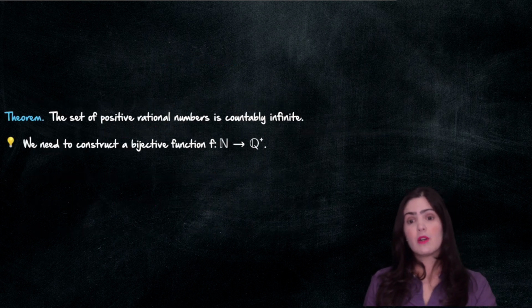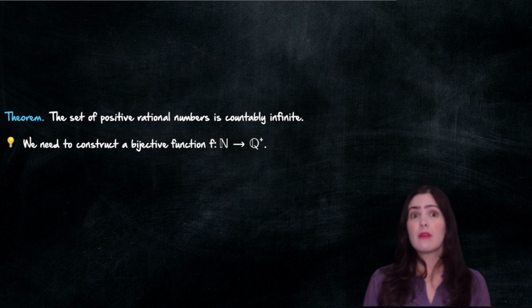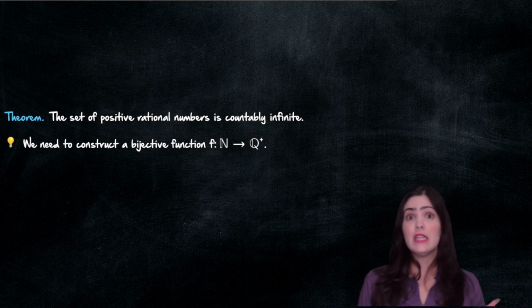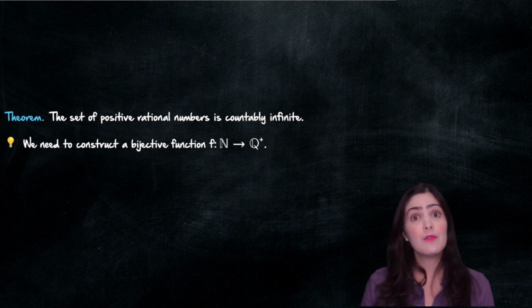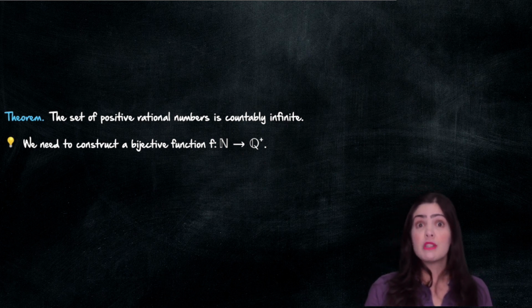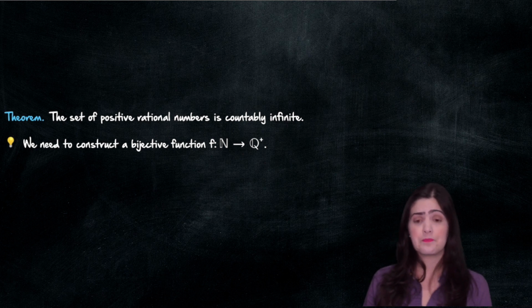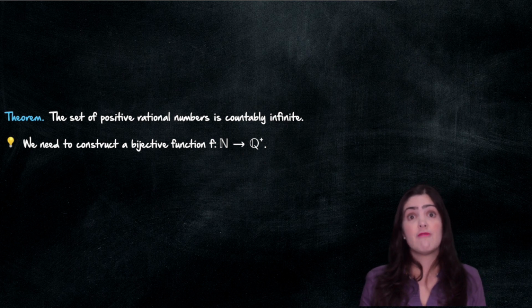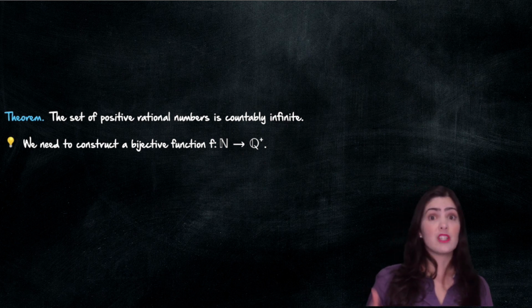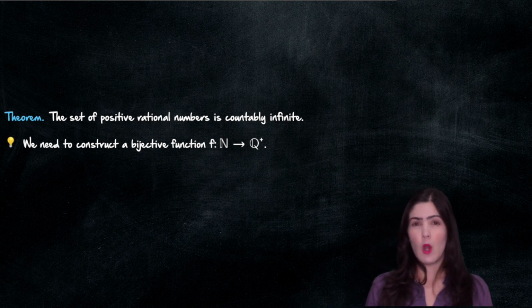So with this in mind, we're going to look at one of the examples that we have of countable sets. We already saw that the naturals and the integers are countable sets. Now we're going to see that a set that is even bigger than those is also countable. The set of all positive rational numbers is countably infinite. To show this, we will need to construct a function that is bijective from the set of naturals to the set of positive rational numbers. And this is how we go about it.